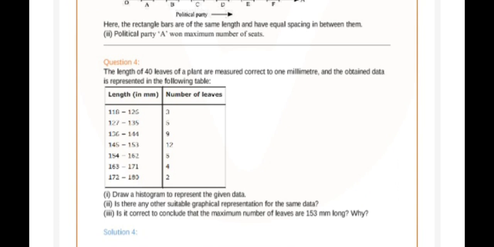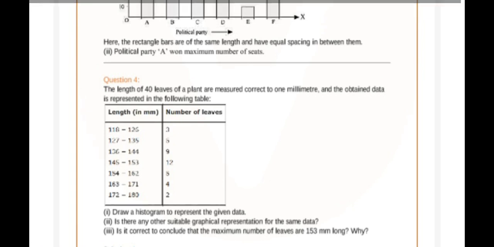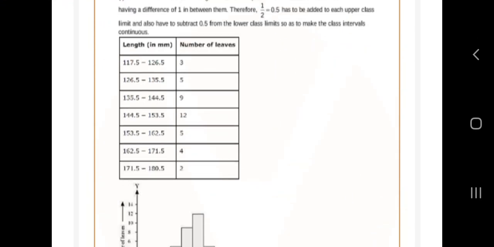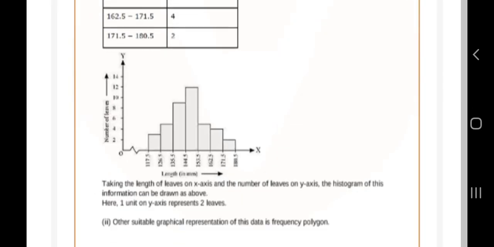And next, the lengths of 40 leaves of a plant are measured correctly to 1 millimeter, and the obtained data is represented in the following table: 110 to 126 is 3, 127 to 135 is 6, and 145 to 153 is 12, and 154 to 162 is 5, like this. Here they have given the question, and we have to make the graph like this, take centimeters, and draw the graph.